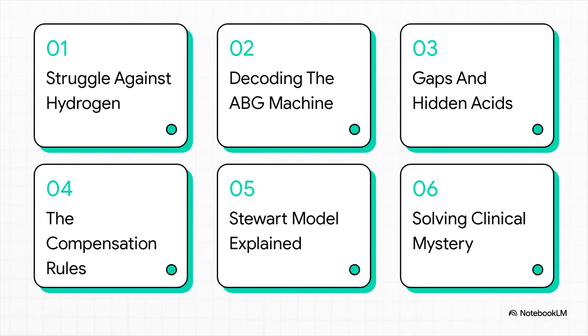Here's our roadmap for today. We're going to cover 1. The struggle against hydrogen, 2. Decoding the ABG machine, 3. Gaps and hidden acids, 4. The compensation rules, 5. The Stewart model explained, and finally, solving the clinical mystery.